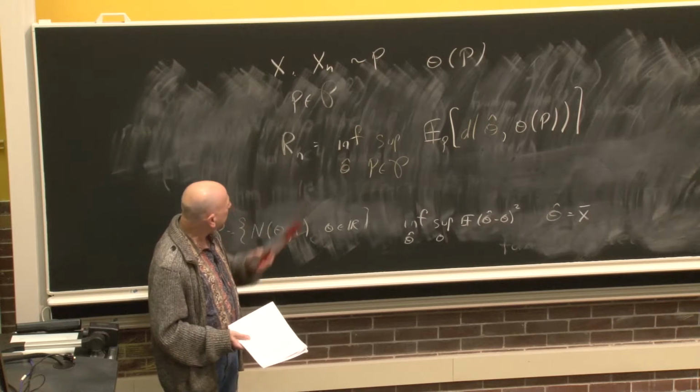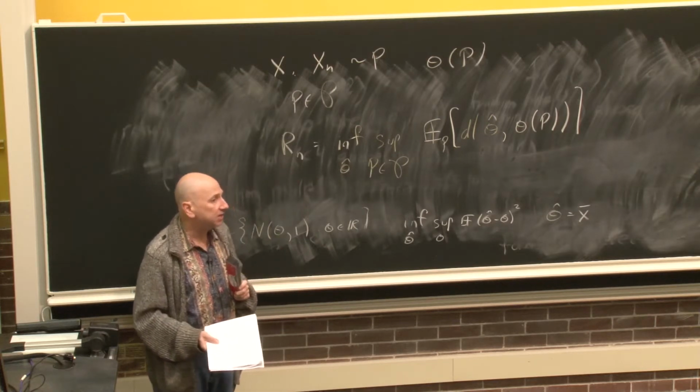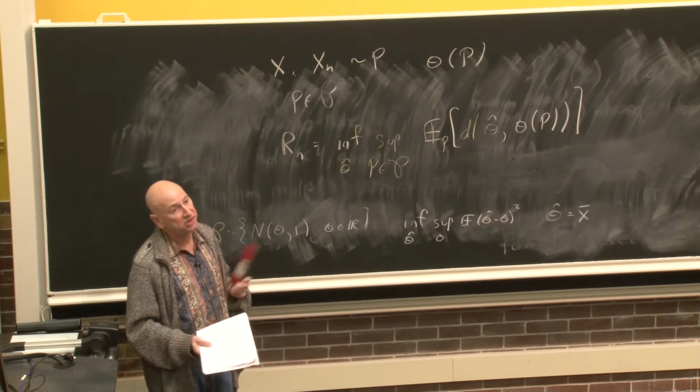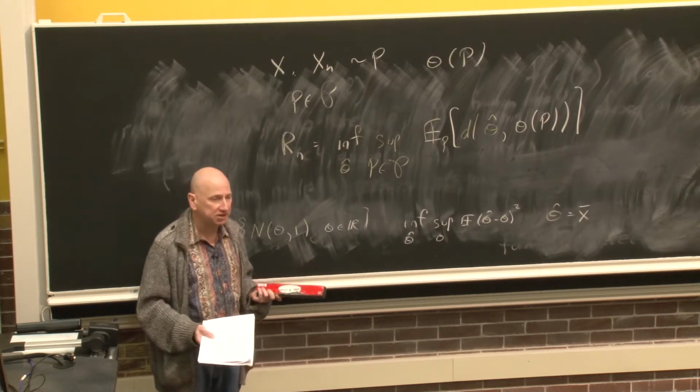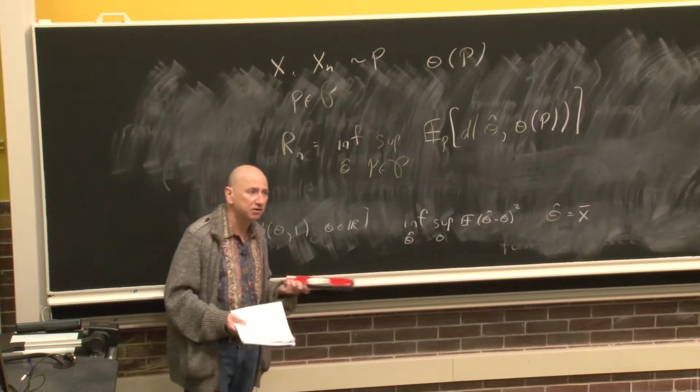And usually we don't know this number Rn exactly. In some cases we do. Usually we just know that it's going to 0, hopefully. And the best we might hope for is to know the rate. What rate is this going to 0? Is it 1 over n, 1 over n to the 4/5?